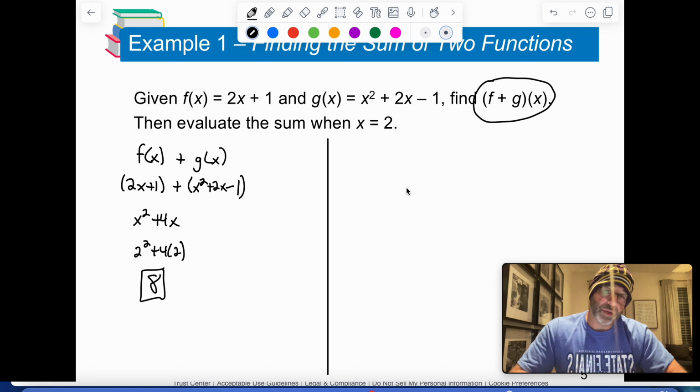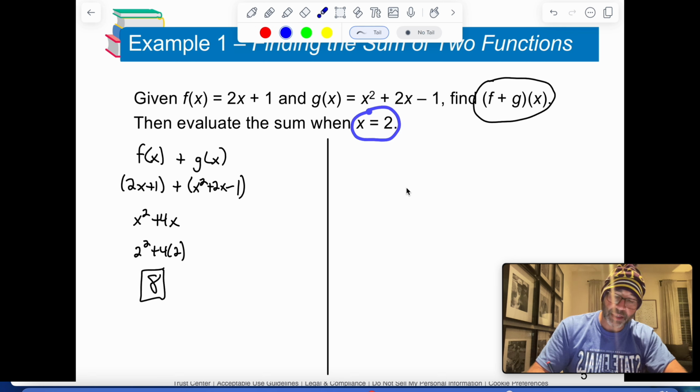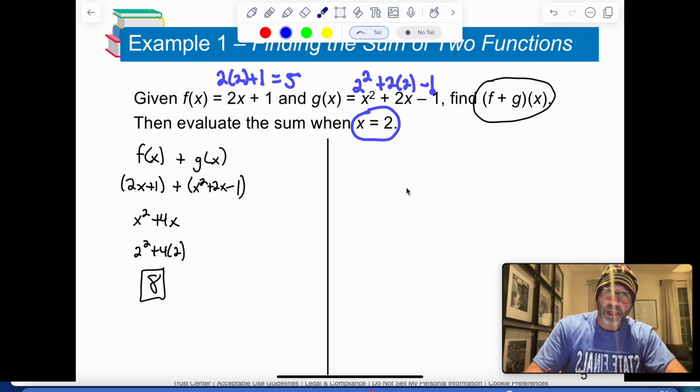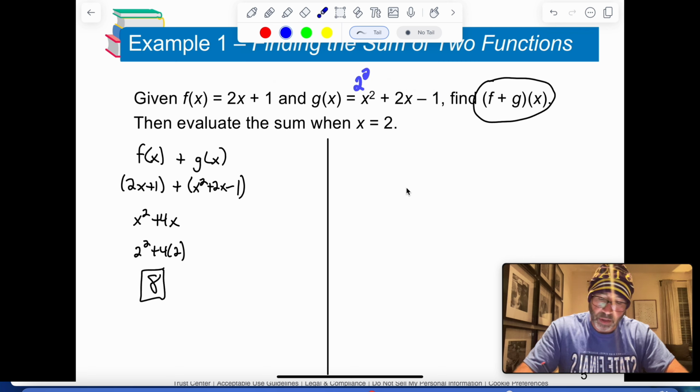The other way that we can do this is instead of doing the 2 at the end of the problem, you can actually do the 2 at the beginning of the problem. So that would mean that if I took this 2 and plugged it into the function, since we're going to be adding, we would have 2 times 2 plus 1, which equals 5. And then here we would have 2 squared plus 2 times 2 minus 1, which is 4 plus 4, which is 8, minus 1, is going to equal 7.